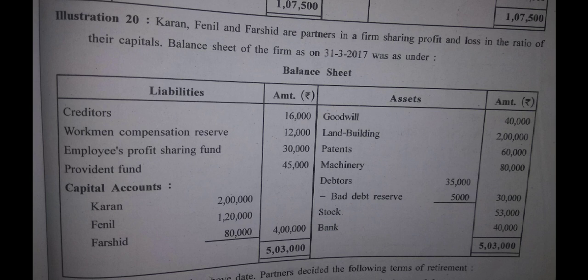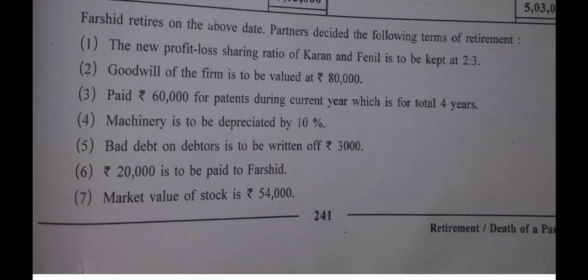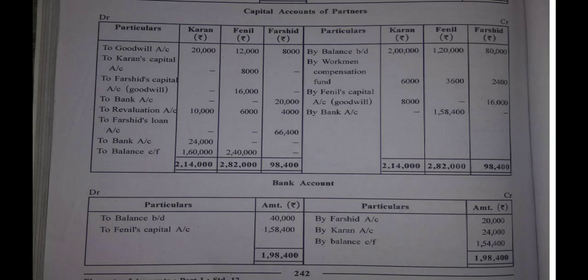Alright, so you will draw the necessary accounts. Then what is the next step? You will record the opening balances. Opening balances of what? Capital accounts and bank account. Let us check. This is the capital accounts of partners, and below you can see the bank account. On the debit side of the bank account, to balance brought down 40,000. And in the partners' capital accounts, by balance brought down 2 lakh, 1,20,000 and 80,000. Done with the opening balances?